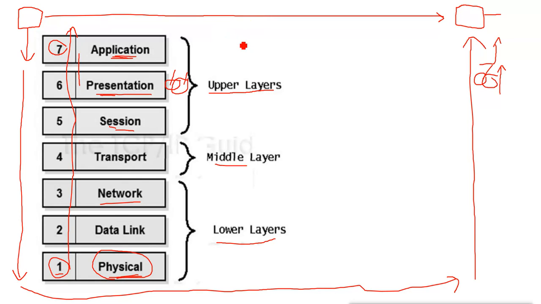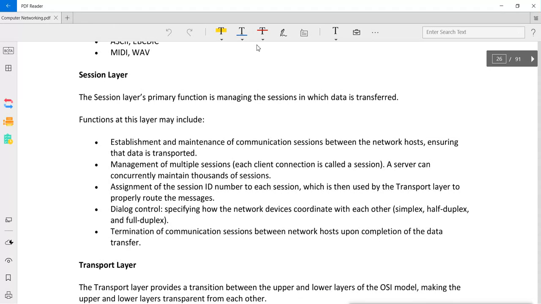And you can have multiple sessions established. In one tab you connect to Gmail, in another tab you connect to YouTube, in another tab you connect to Facebook, in another tab you connect to another site. So you are creating multiple sessions from your single machine, from your single LAN card, from your single cable. Some sessions are going out, some sessions are coming in. So managing all those sessions is the job of the session layer. This is the primary function of the session layer.